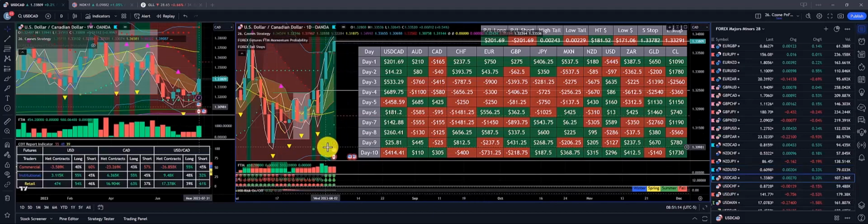US Canadian dollar on the weekly and on the daily, both above the dragon. We are crowded out on the short side, so these institutional retail traders are getting squeezed pretty heavily. Nice price action to the upside.